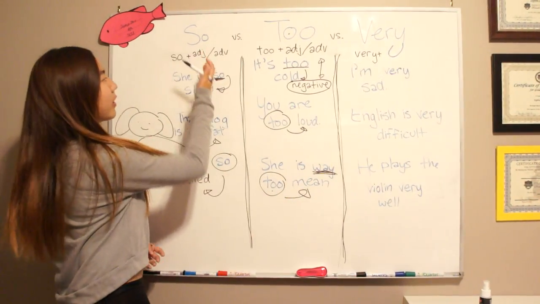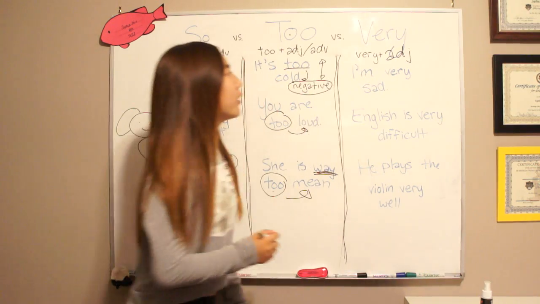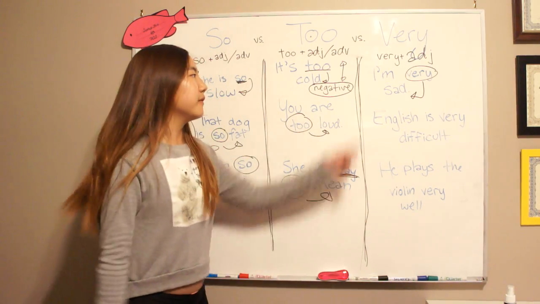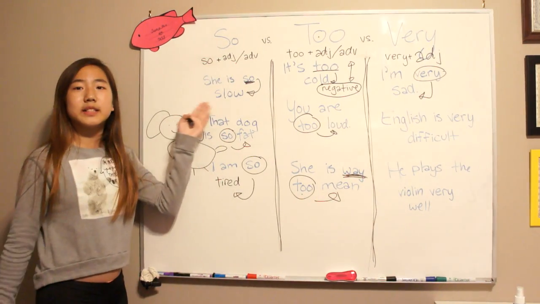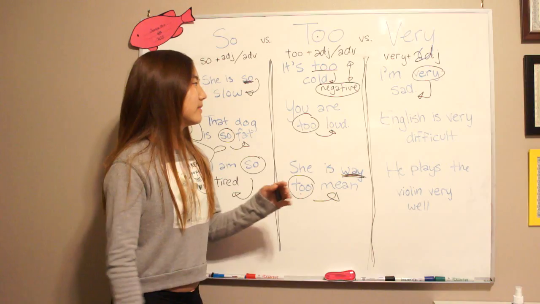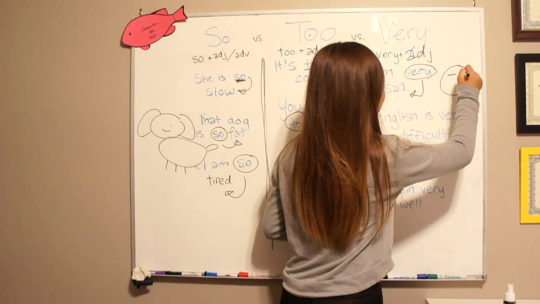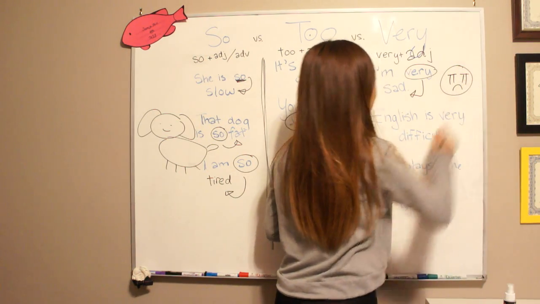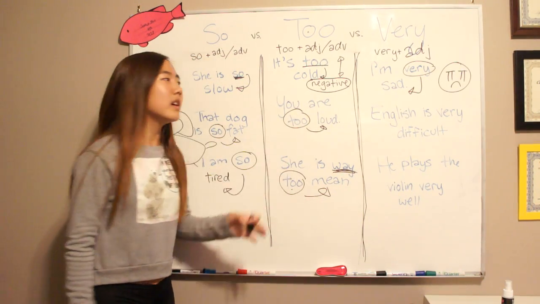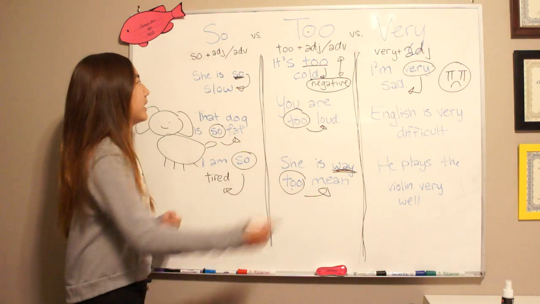Next is very. Very is similar to so, but it only is before an adjective. Sad is an adjective. It kind of has a similar effect like so does. It gives more information to it, like more deepness. I'm very sad. You could also say she is so sad, but in this case, very sounds better. So you basically just pick the one that sounds better.